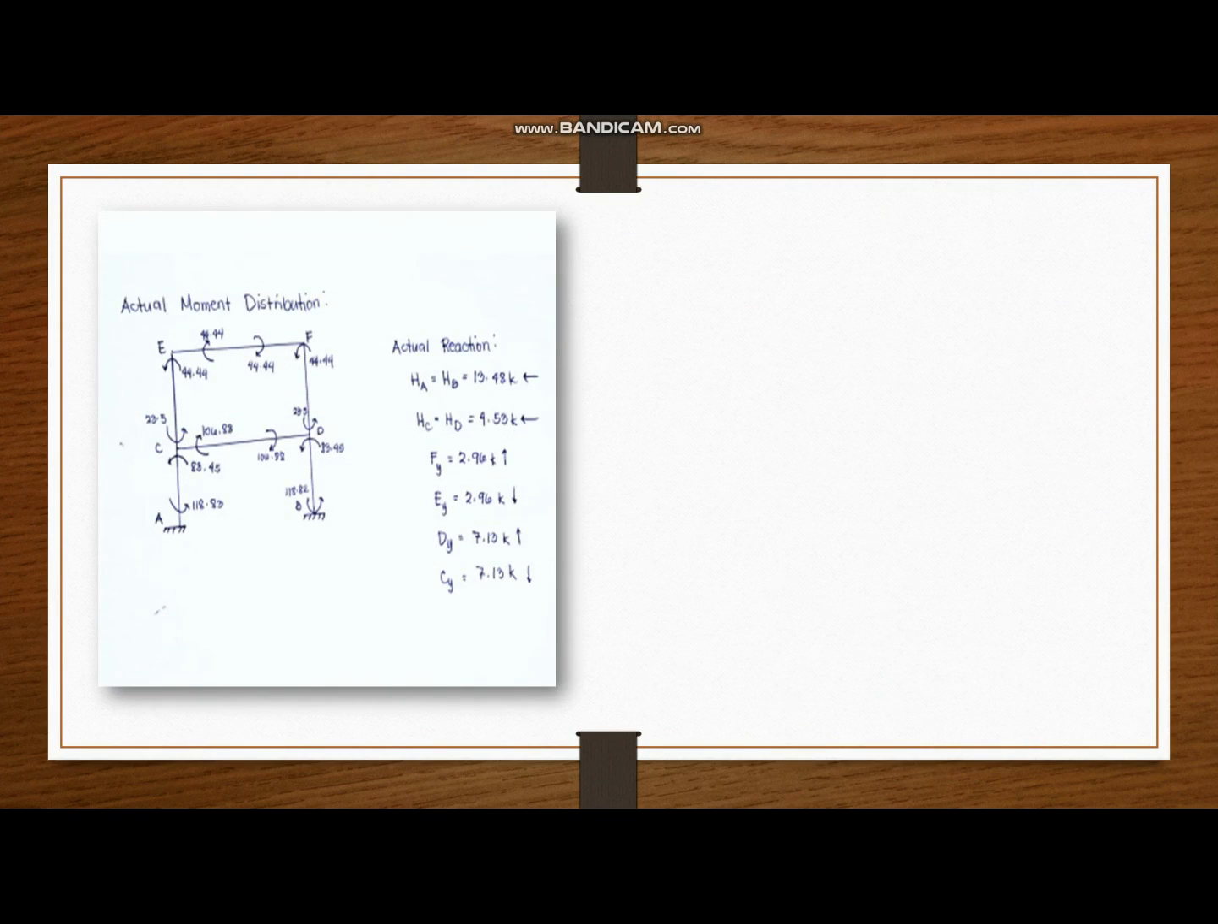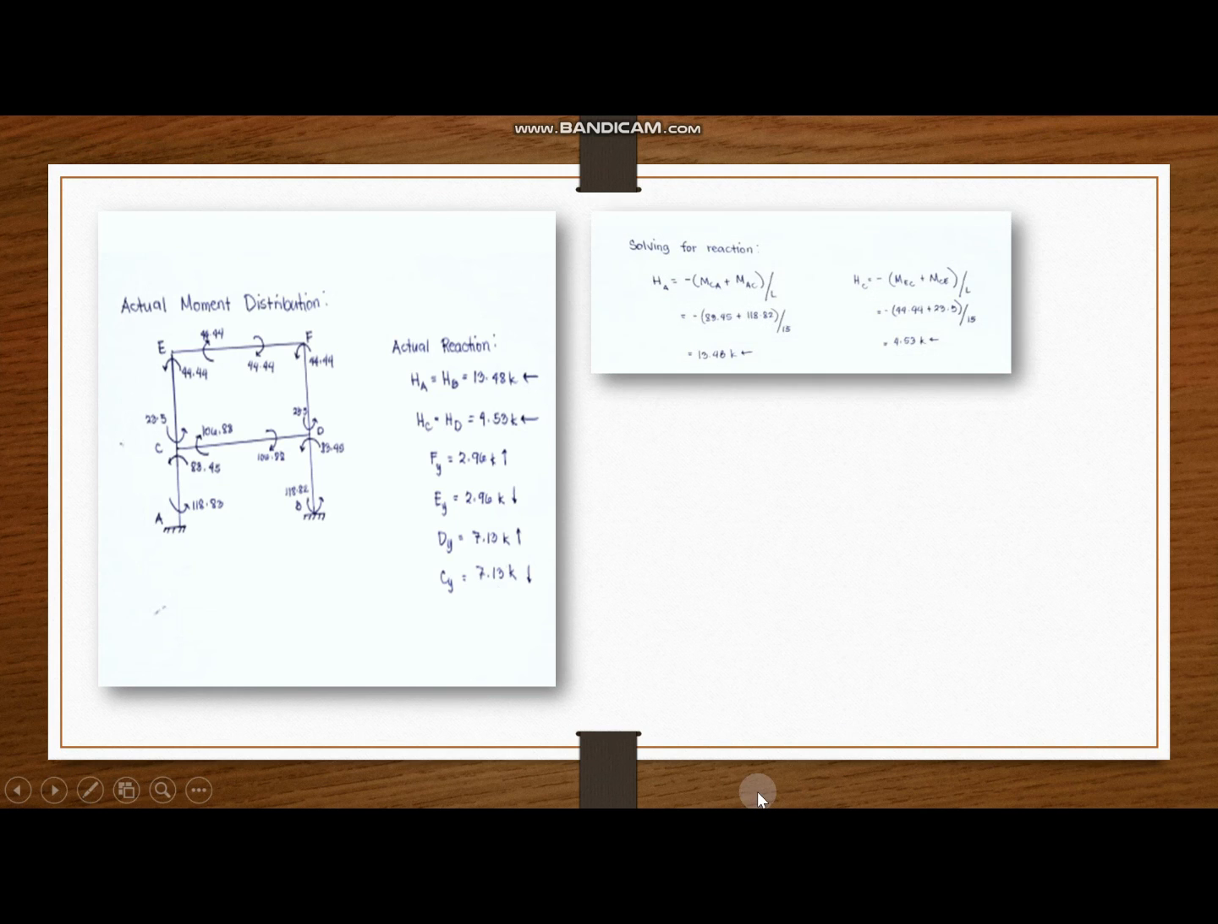So, this is our actual moment distribution. So our reaction HA is equal to HB is equal to 13.48 K to the left. Also HC is equal to HD is equal to 4.53 K to the left. FY is equal to 2.96 K upward. EY is equal to 2.96 K downward. BY is equal to 7.13 K upward, and also CY is equal to 7.13 K downward.